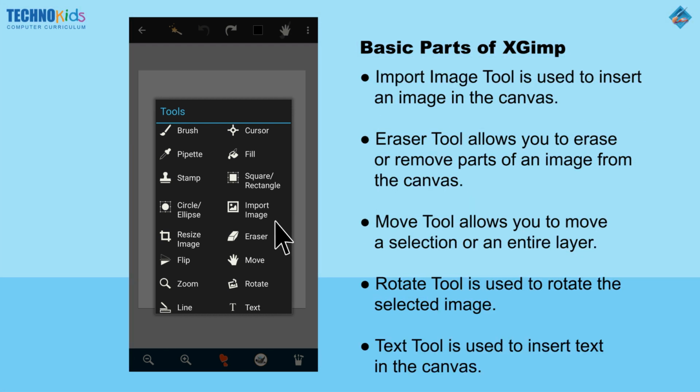Import image tool is used to insert an image in the canvas. Eraser tool allows you to erase or remove parts of an image from the canvas. Move tool allows you to move a selection or an entire layer. Rotate tool is used to rotate the selected image. Text tool is used to insert text in the canvas.